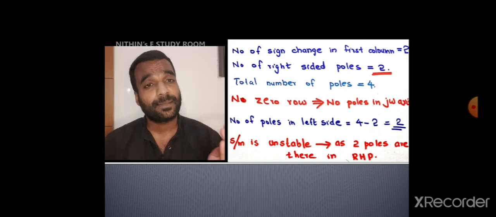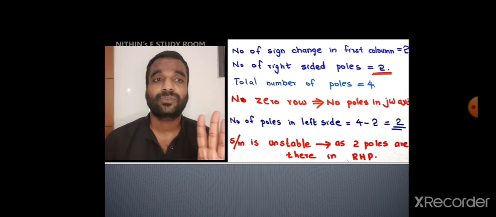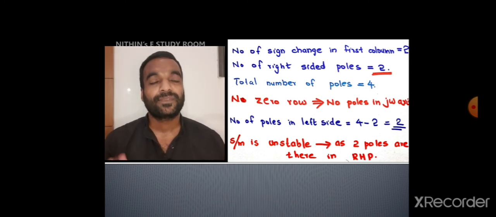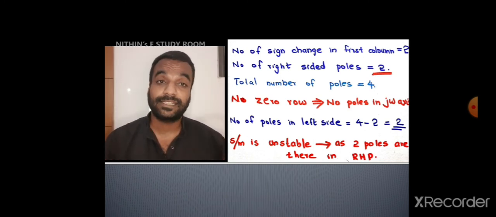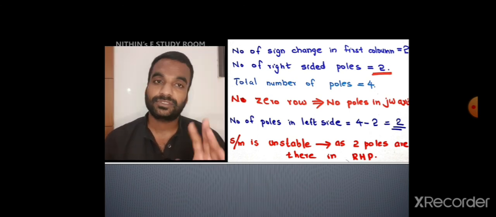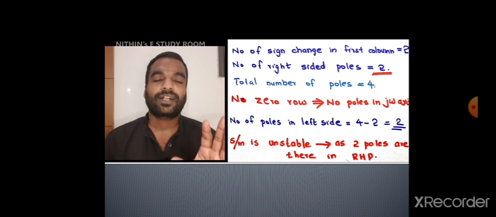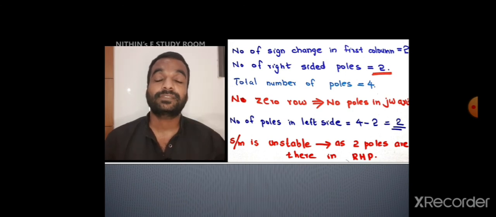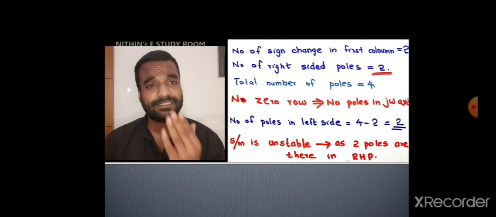So what will be the number of poles in the left side? Oh sorry, I made a wrong comment. The number of poles in the right side is equal to 2. The number of poles on the j omega axis is equal to 0. Then the number of poles in the left side is equal to total number of poles minus poles in the right side plus poles on the j omega axis. That is 4 minus 2 plus 0, which is equal to 4 minus 2. The answer is 2. The number of poles in the left side is equal to 2.